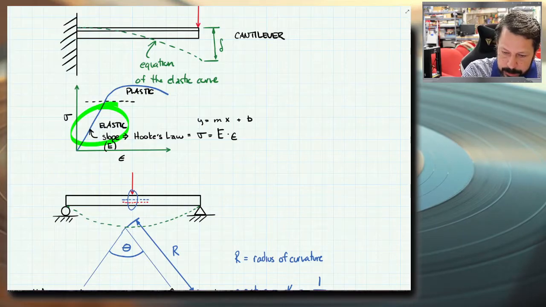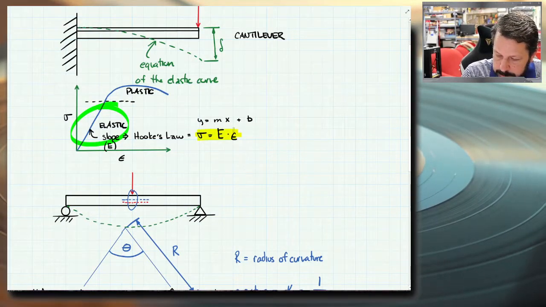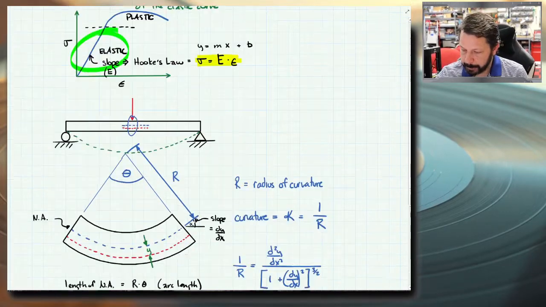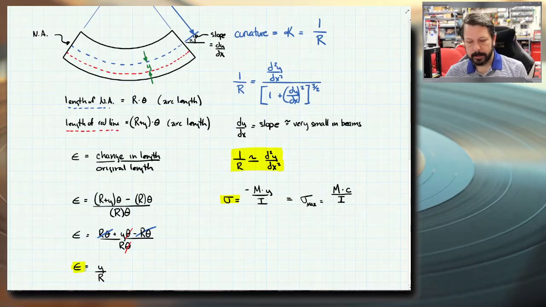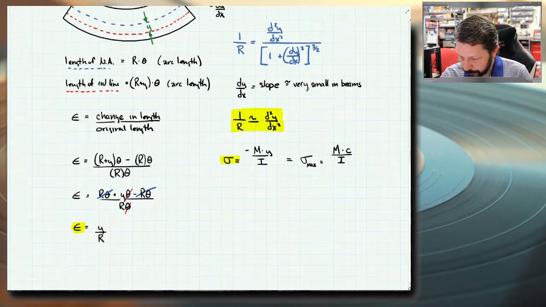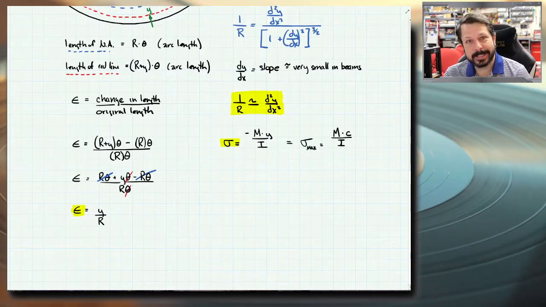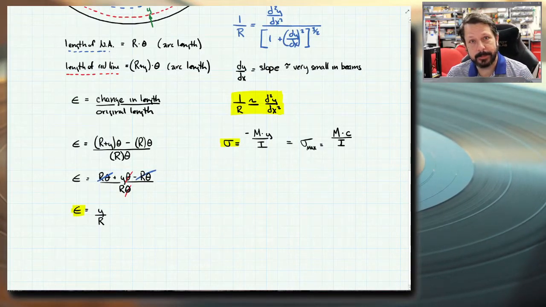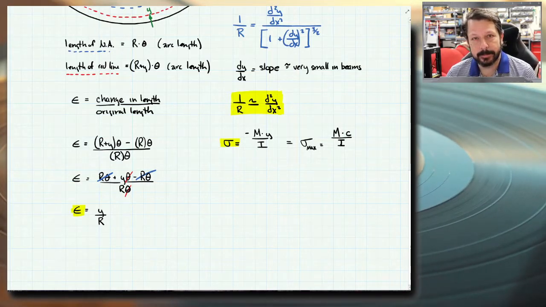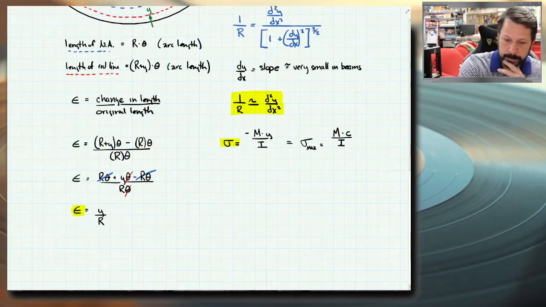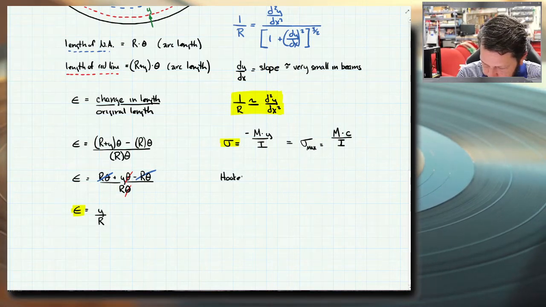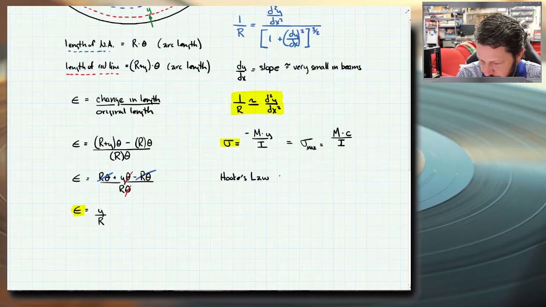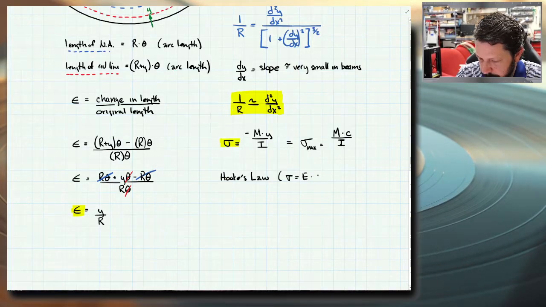So if I've got this equation, sigma equals E times epsilon, and I've got sigma and I've got epsilon, I can combine those together using Hooke's law, as long as I stay in the elastic region of this beam material, which is what I want to do. I don't want the beam to go plastic and be permanently deformed out of shape. All right, so I'm going to use Hooke's law. Sigma equals E times epsilon.